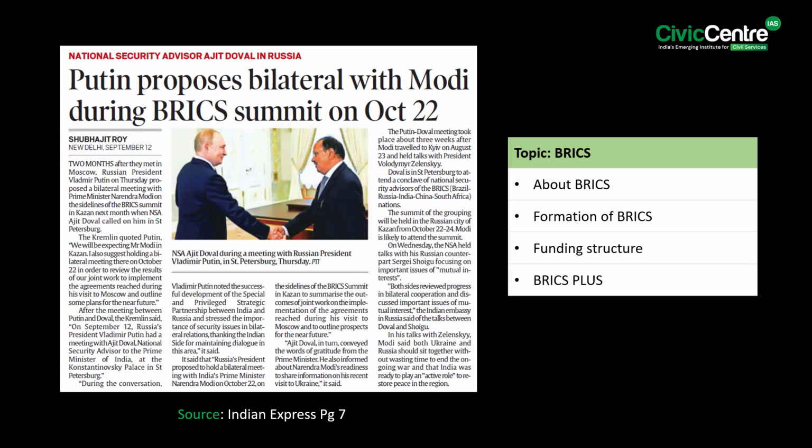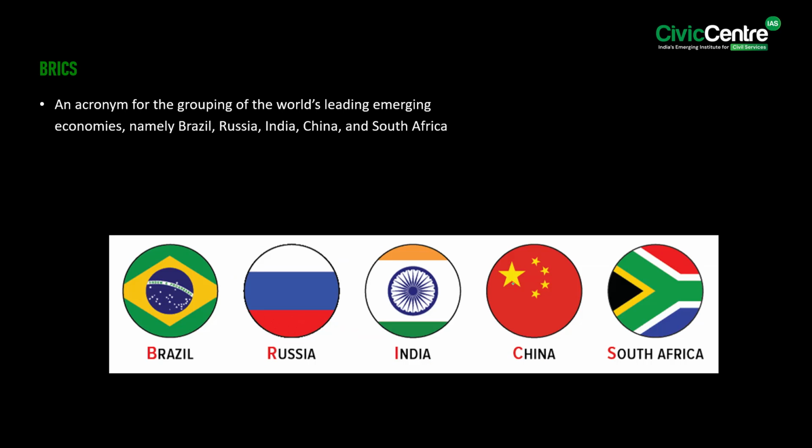The next article says that 2 months after they met in Moscow, Russian President Vladimir Putin proposed a bilateral meeting with Prime Minister Narendra Modi on the sidelines of the BRICS summit in Kazan next month, when NSA Ajit Doval called on him in St. Petersburg. In this context, let's talk about the BRICS. Know that BRICS is an acronym for the grouping of the world's leading emerging economies, namely Brazil, Russia, India, China, and South Africa.